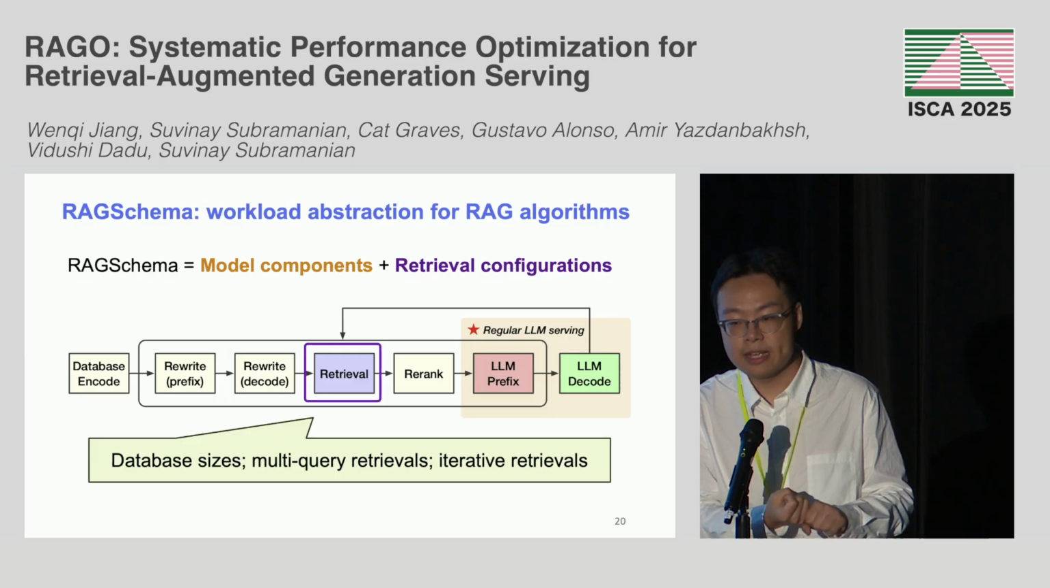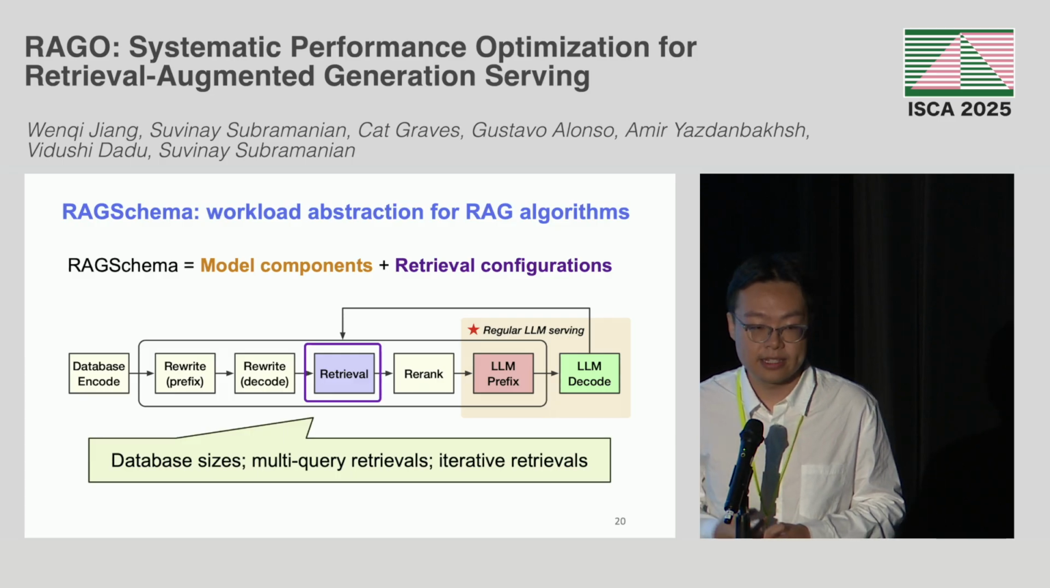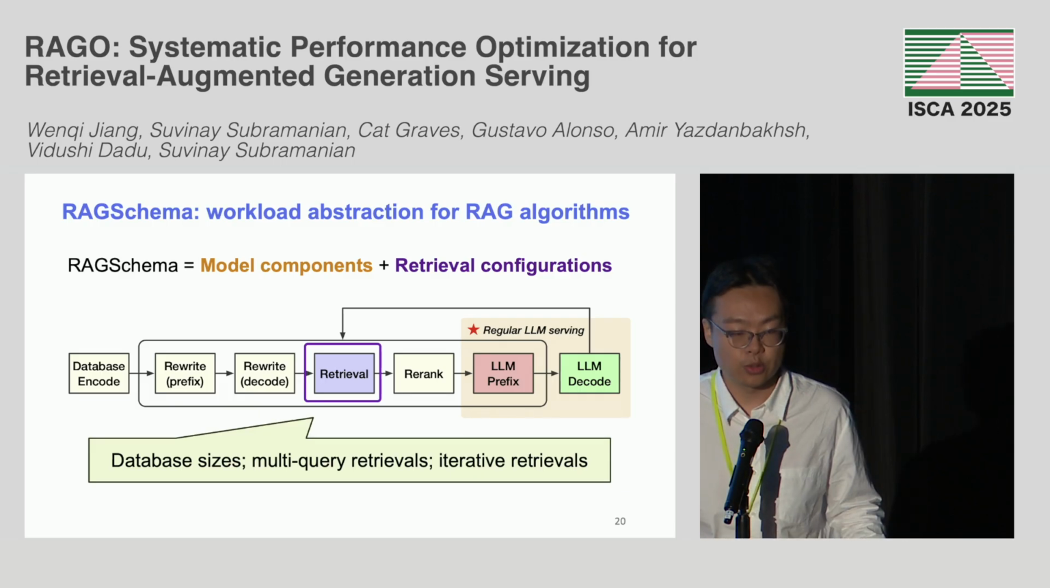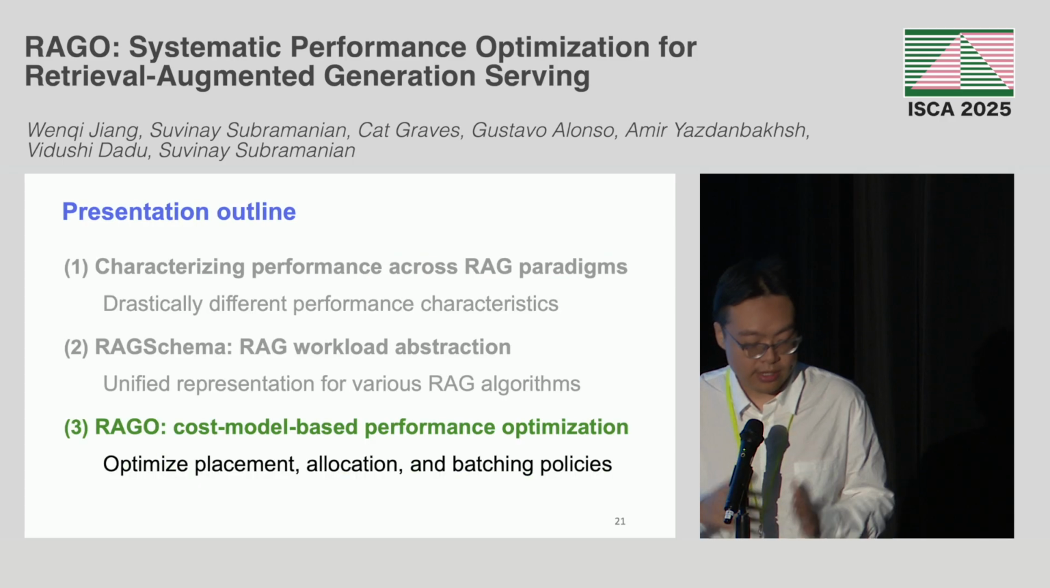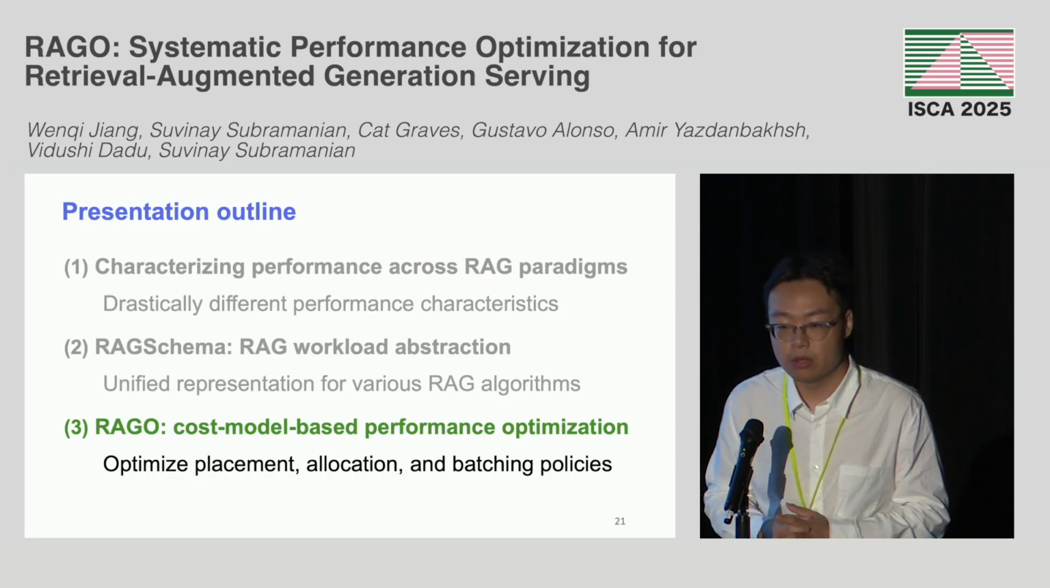And in terms of retrieval itself, there are several interesting attributes. First is the size of the databases, which can vary by 1 million times depending on your use case. And we may also have more complex retrieval techniques, including multi-query retrieval and iterative retrieval. So now with a good problem formulation, we're ready to solve the performance optimization problem.